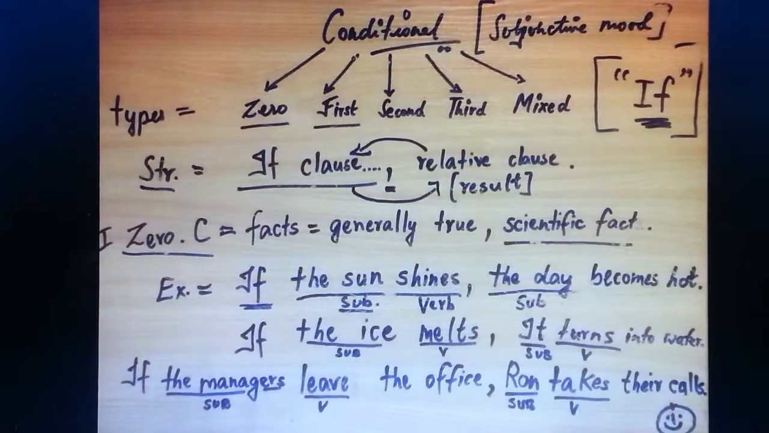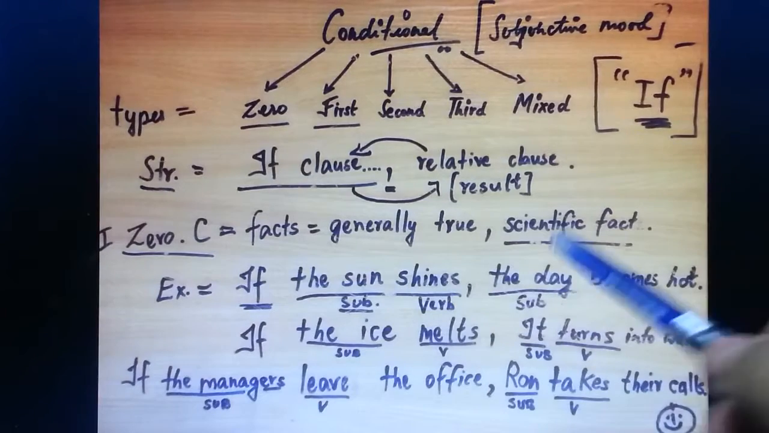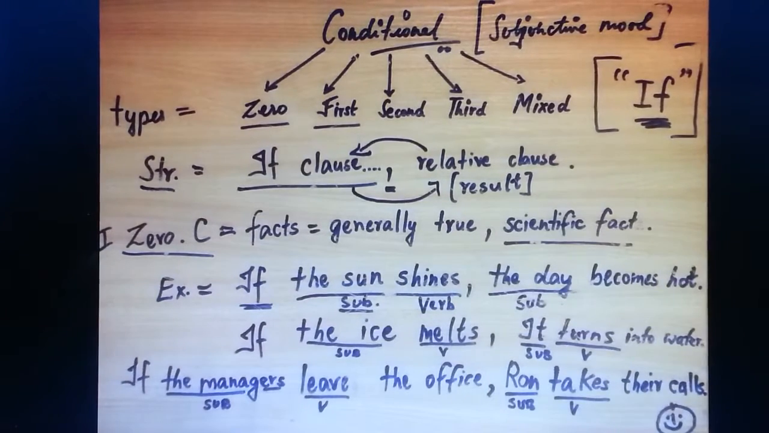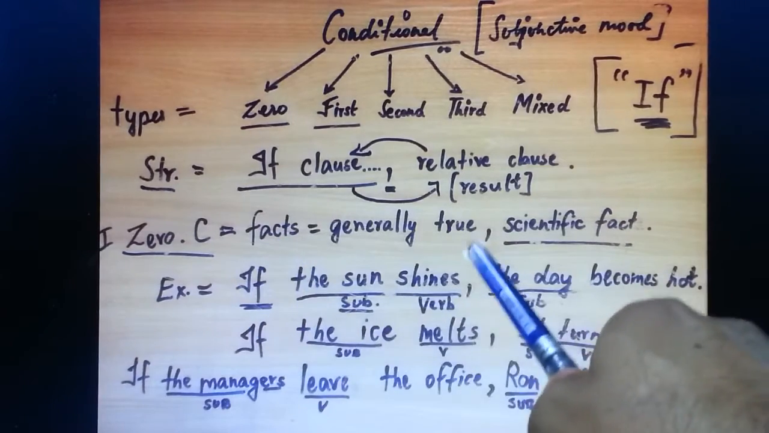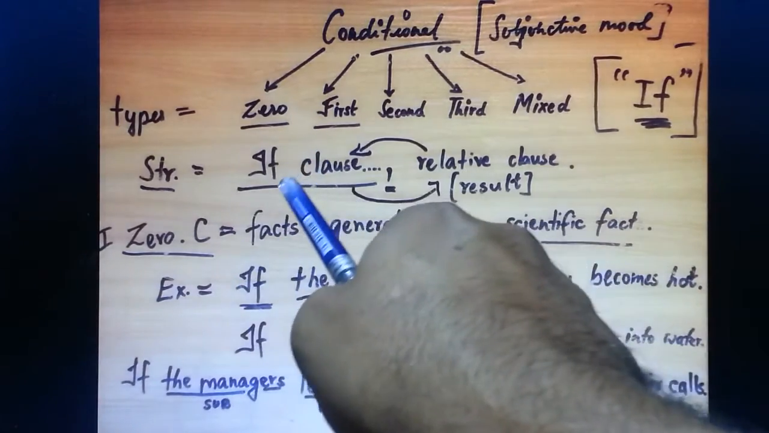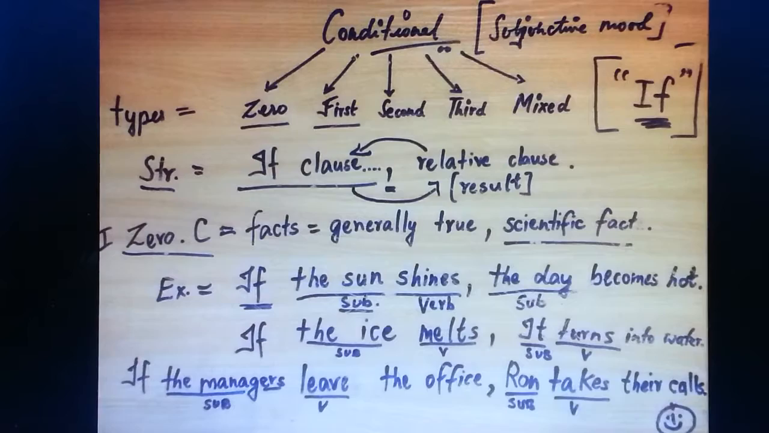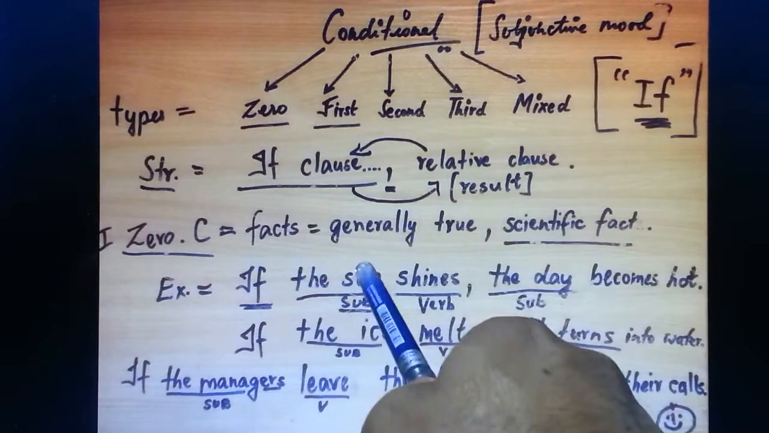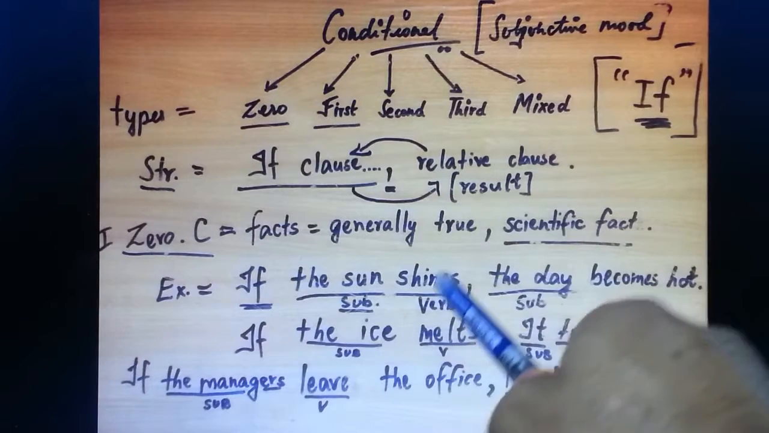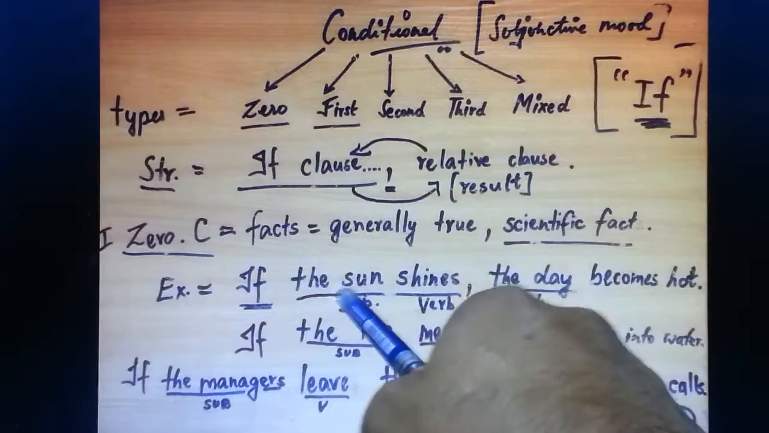Scientifically proven. Yes, of course. If the sun shines, obviously the day becomes hot. So we have if, and look at this sentence here. In the if clause, if plus this sentence. This sentence is totally in present simple tense. Look at the subject. The subject is singular, and the verb has an S ending. Why? Because the subject is singular.